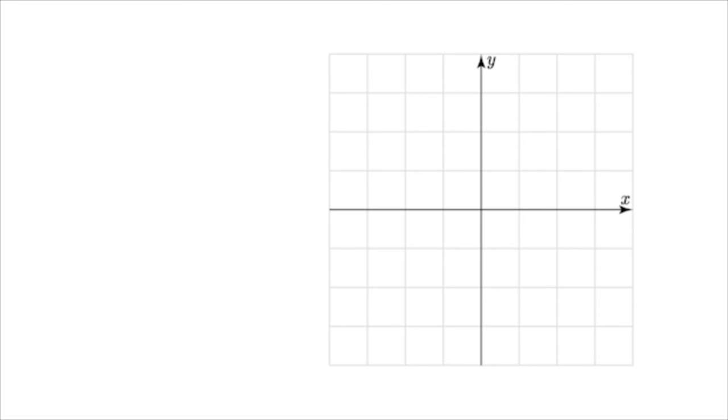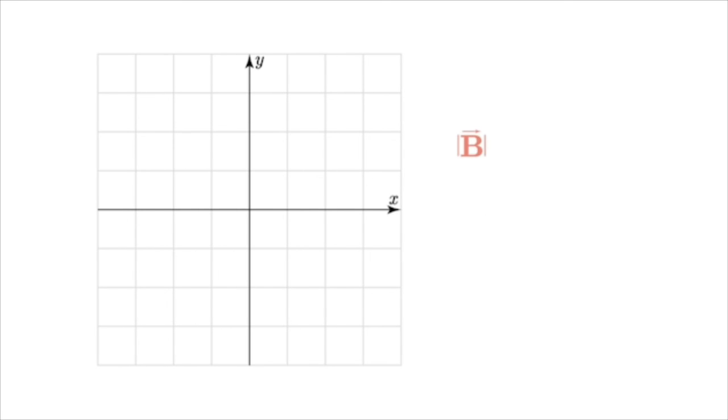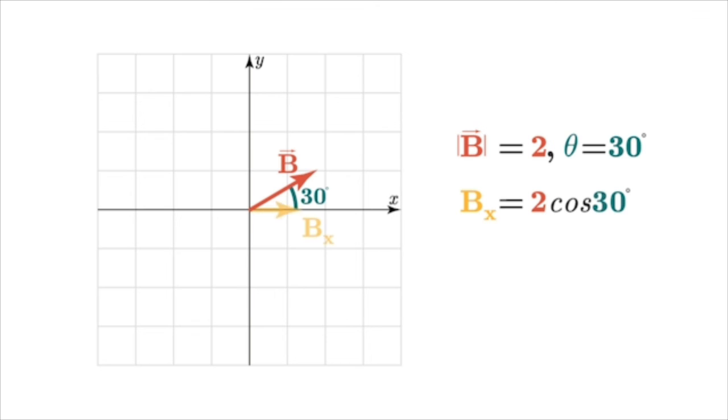Now let's practice going back the other way. If we're given a vector whose magnitude is 2 and whose angle from the x-axis is 30 degrees, like this one here, then the x component is just the magnitude times the cosine of the angle, so 2 times the cosine of 30, and the y component is just the magnitude times the sine of the angle, so 2 times the sine of 30.